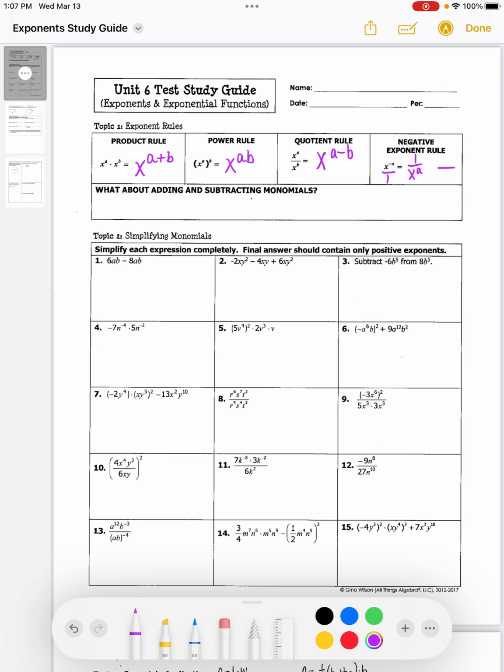If you have it in the denominator, for example, 3 over x to the negative a power, to simplify that, you move it up to the numerator, and it turns positive. Adding and subtracting monomials. Basically what you do is you add or subtract the coefficients and keep exponents the same.